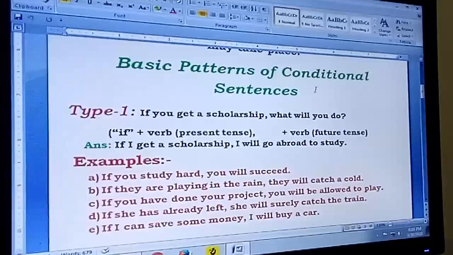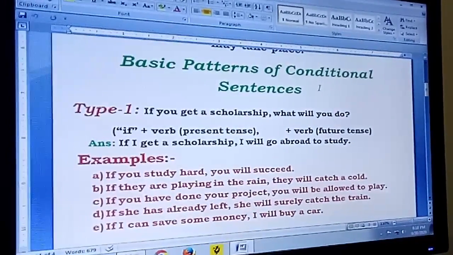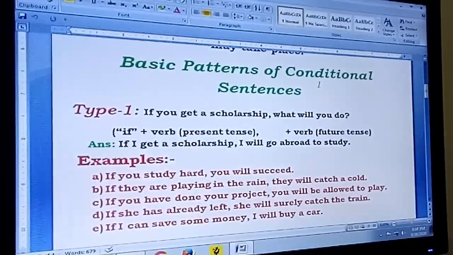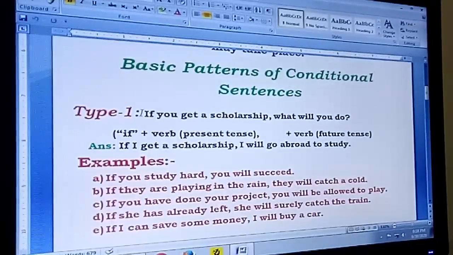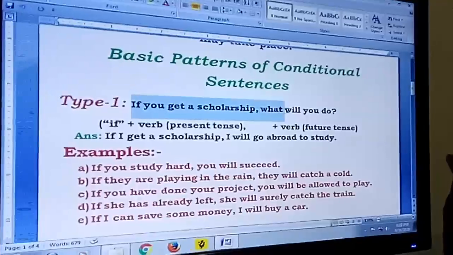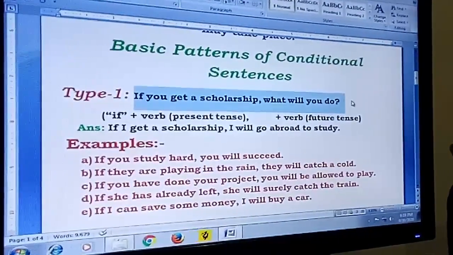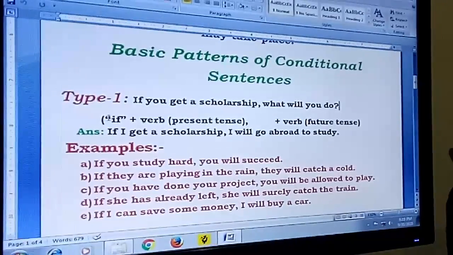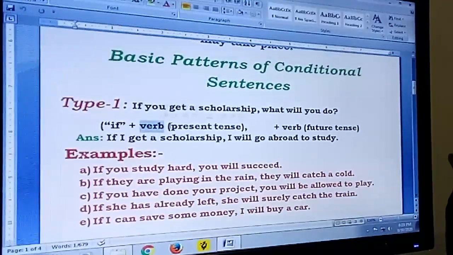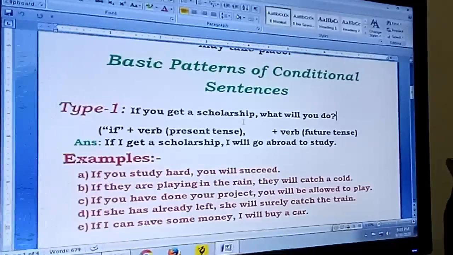Basic patterns of conditional sentences. There are three types of sentences we will be discussing here. They are based on tenses. The first type of example is: If you get a scholarship, what will you do? See the pattern. In brackets, the pattern we have given begins with if plus the verb, and this verb is in the present tense. That is the first part of the two sentences.